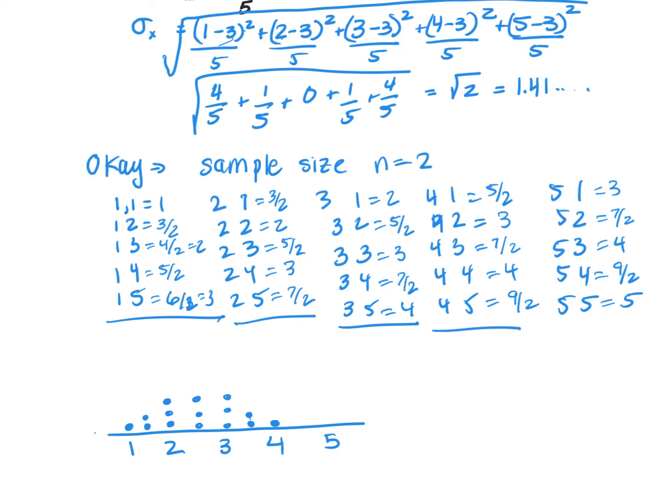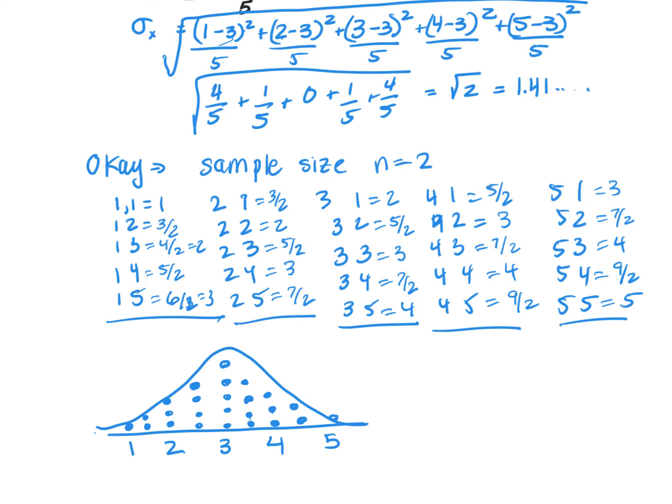Fourth column, a 2.5, a 3, a 3.5, a 4, and a 4.5. Last column, a 3, a 3.5, a 4, a 4.5, and a 5. You will notice that we have gone from something that is uniform, looks like a square, to something that is bell-shaped, looks like a mound.